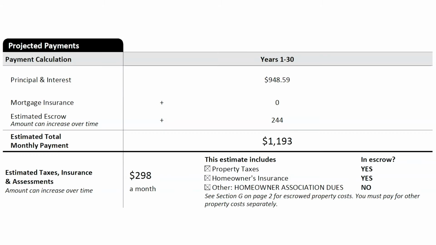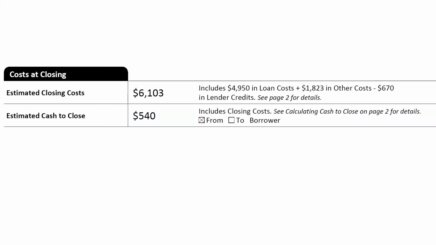In the projected payment section, this gives you your estimated total monthly payment amount. The estimated taxes, insurance, and assessments figure is included in the estimated total monthly payment figure. In the cost at closing section, this tells you the estimated total amount of money you'll need to close.